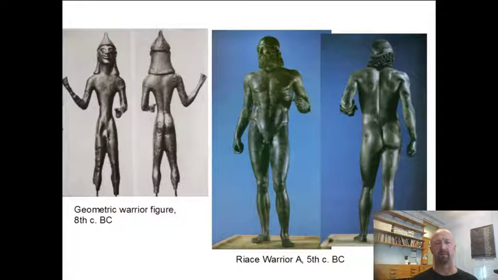Or from things like this, a geometric warrior, again bronze, from the 8th century BCE, towards things that are classical sculptures, such as this Riace warrior from the 5th century BCE.